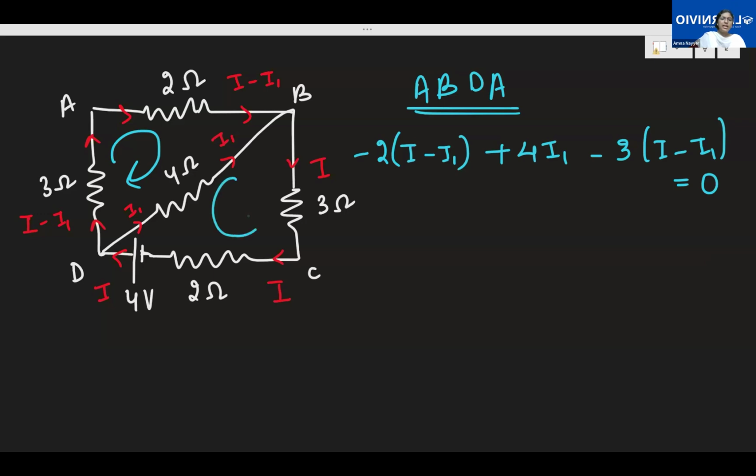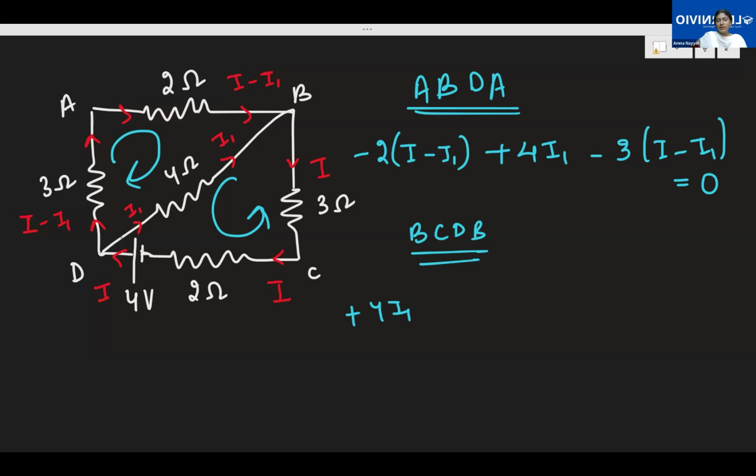Let's take the opposite direction for this loop. What is this loop? This is B, C, D, B. Let's go anti-clockwise. So B to D. Now look, this is the same thing. We are moving downhill. Current is moving up. So it will be minus 4 I1. Sorry, plus 4 I1. We are moving downwards, current is going upwards. Plus 4 I1.